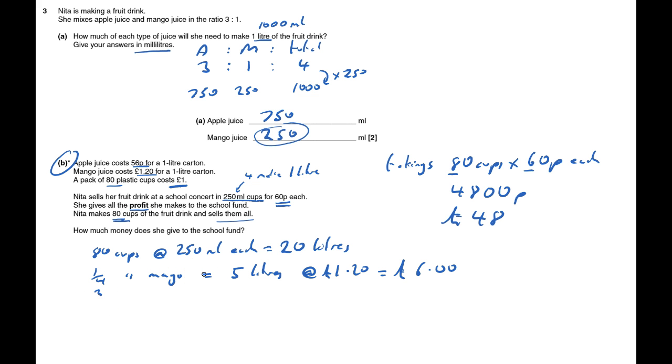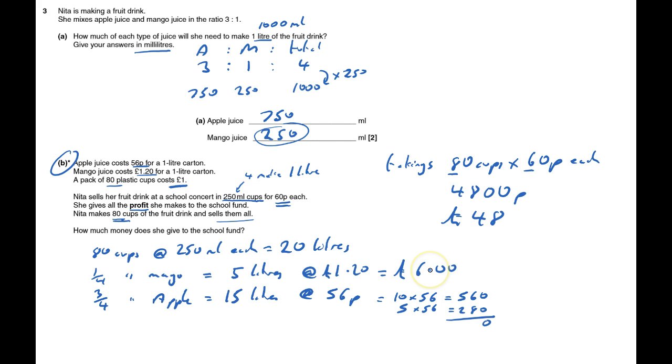And if 1/4 is mango, then 3/4 of it will be apple. And so that'll be 15 litres at 56 pence. That's going to be in pence. And to do this, I'm going to do 10 times 56 equals 560. 5 times 56 will be half of that, so that'll be 280. And add them together: 0, 6 and 8 is 14, 5, 6, 7 and my 1 carry 8. So £8.40. And then I've got to add on my £1 for the cups.